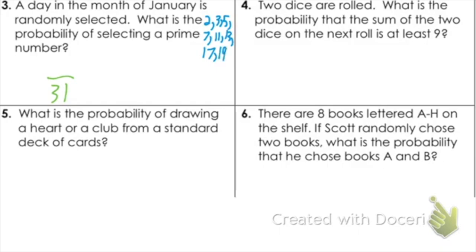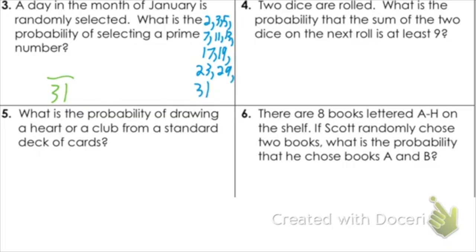Okay. 20? 21? 22? 23? Yep. 24, 25. 26? No, 2 goes into it. 27? 3 and 9. 28. 29? Yeah, that's prime. 30. Okay, 31. 31's prime. That's all of our prime numbers from 1 to 31.